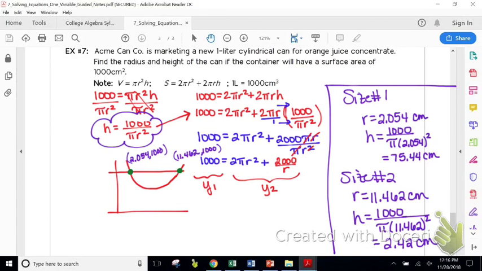And so you have 2 different things that will work there. So you got to tell me both of them.